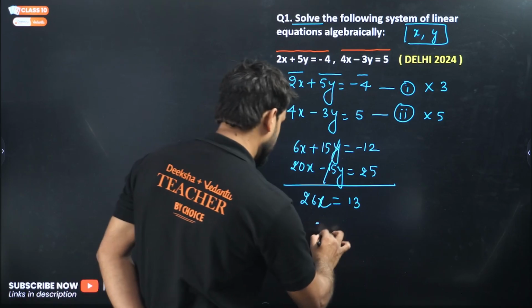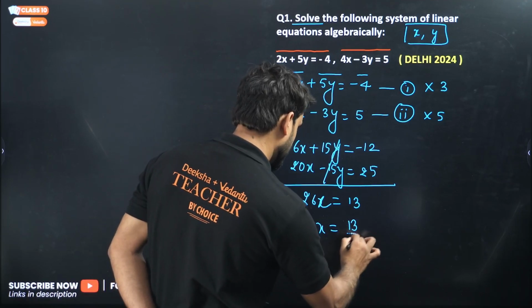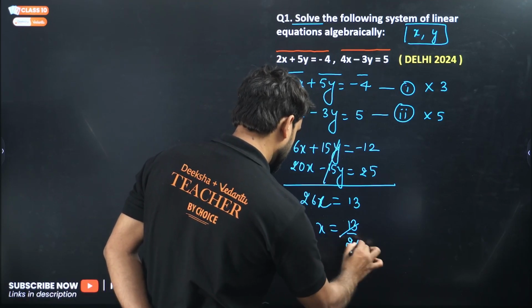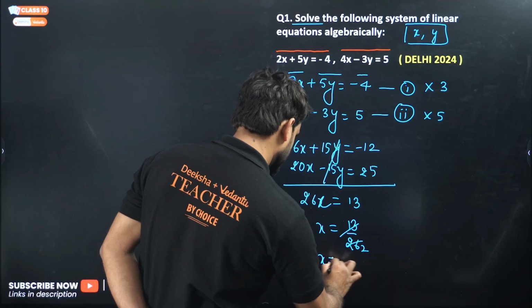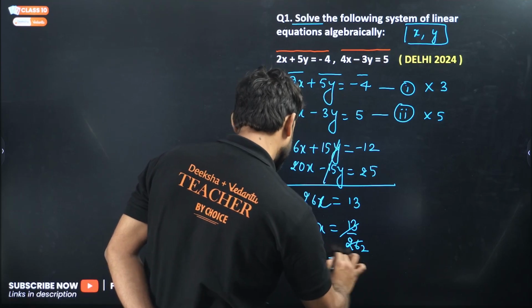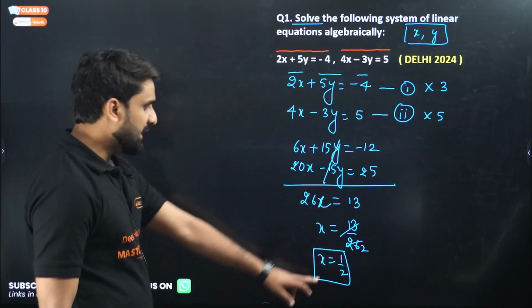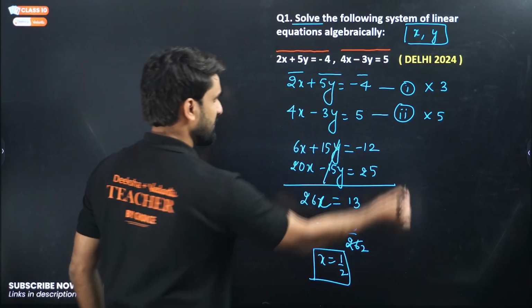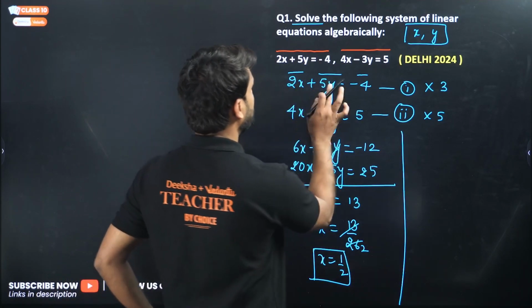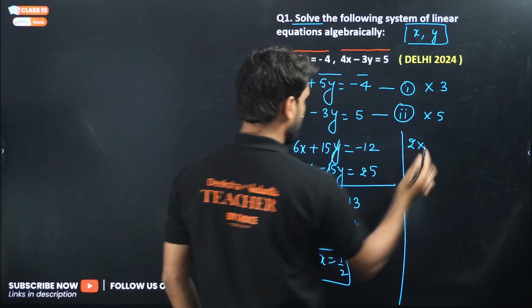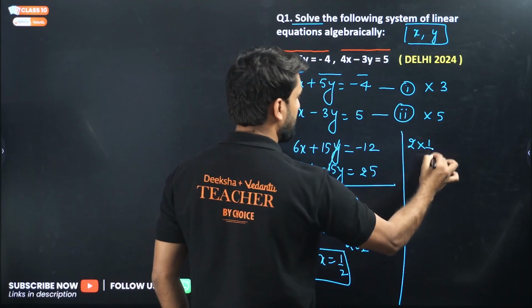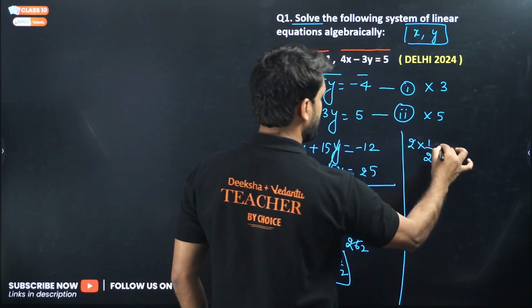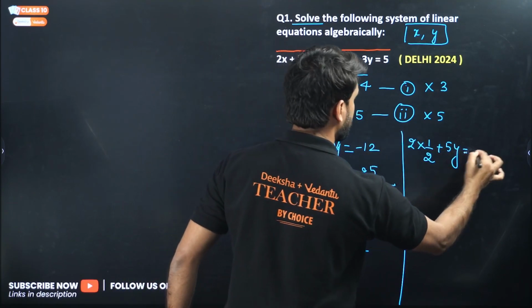So we are getting x as 13 by 26. So the 13 2 ja, so x is 1 by 2. I hope this is clear to you. Now we can put the value of x here either in this equation or in this equation as per your wish. So I'm putting here, 2 into x is 1 by 2, so I'm putting here 1 by 2, and this is plus 5y equals to minus 4.